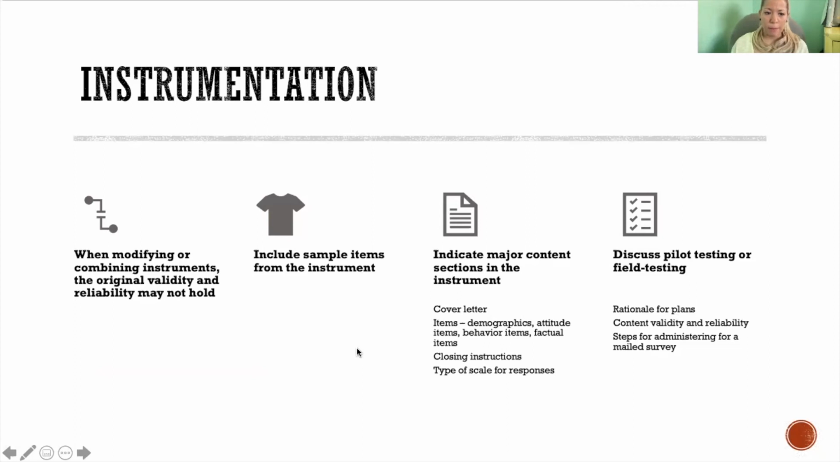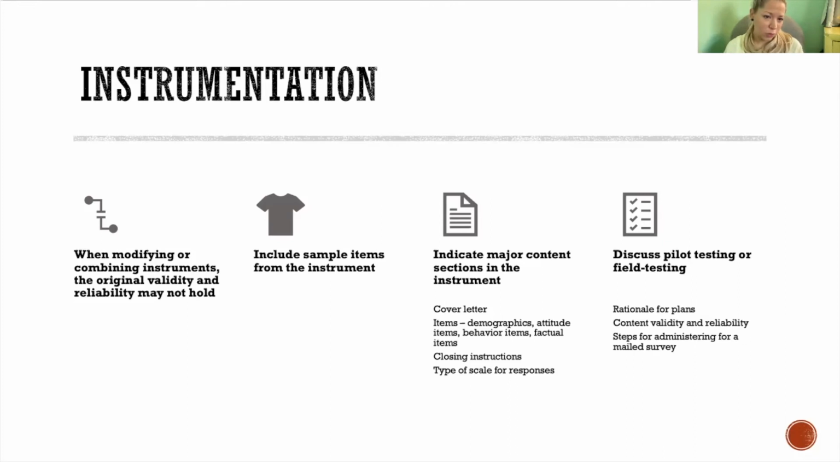When modifying or combining instruments, the validity and reliability that you find in the literature may not hold. So you always have to consider, let's say you're going to use an existing instrument and maybe you want to modify it to add a question, or take away a question that's not relevant to your study, or you want to combine a couple of instruments to make sure that you're hitting all the different marks of what you're trying to measure. Or maybe you're keeping the instrument the same and using it with a completely different population that the instrument has not been tested with before, then the original validity and reliability may not hold up.